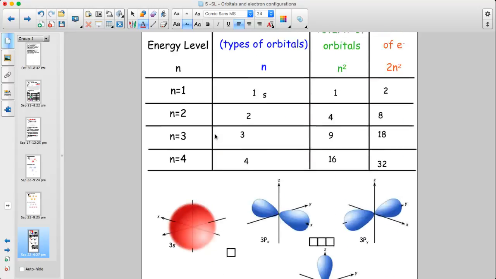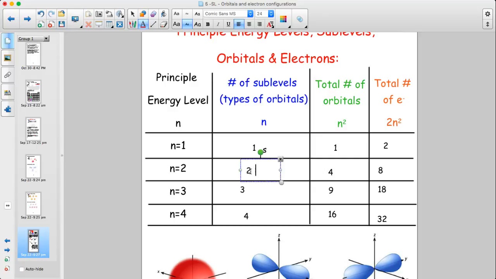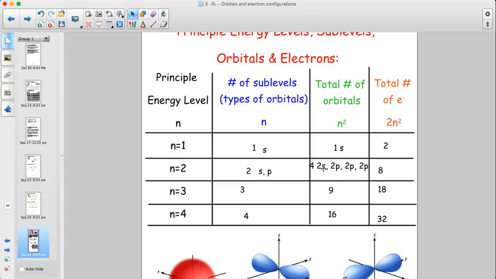As we move on to the second energy level, we said that there are 2 different kinds of orbitals. There are s orbitals and there's p orbitals. Now, there's 4 total orbitals, and that's because in that energy level, there's going to be a 2s orbital, and then there's going to be 3 different 2p orbitals. They're known as the 2px, 2py, and 2pz orbitals. But in total, that makes 4 different orbitals: 2s, 2p, 2p, and 2p.